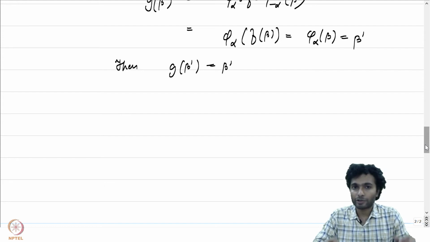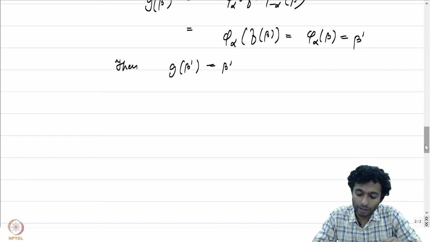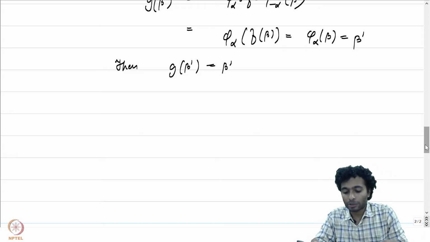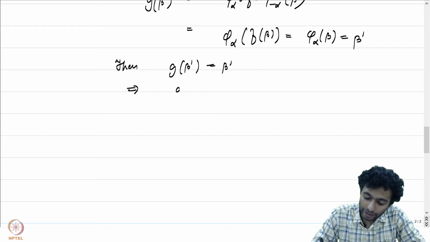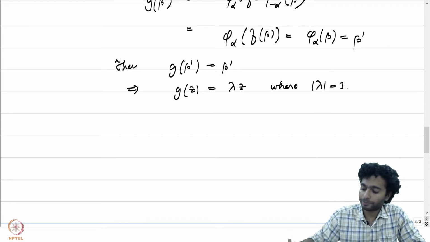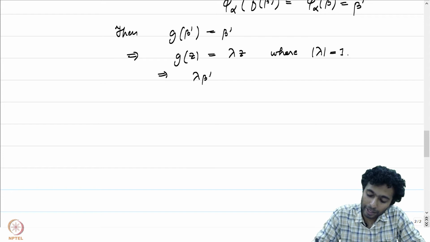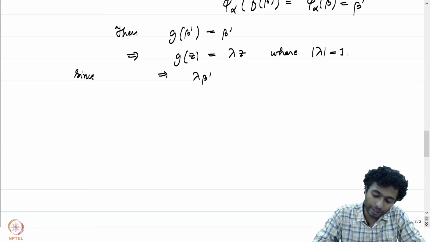In particular, by Schwarz's lemma. What does Schwarz's lemma say? Schwarz's lemma says that mod of g of z is less than or equal to mod z. And if mod g of z is equal to mod z at some non-zero point, then that implies that g of z is equal to lambda times z, where the absolute value of lambda is equal to 1. But we also know that g of beta prime is equal to beta prime, right? So that means that lambda times beta prime, this is because g of beta prime is exactly equal to beta prime.